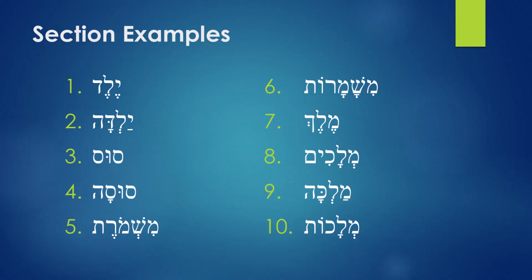The gender is masculine and the number is singular. Why? Because the word yeled has no ending. It has no special ending. Most of the time, nouns that do not have a special ending are masculine, and they're masculine singular. So the gender is masculine and the number is singular.